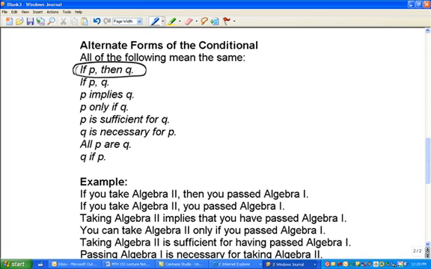Now, what I always tell my students to do is to learn the ones where the P and Q come in the opposite order, and then all of the others, P comes first and then Q.